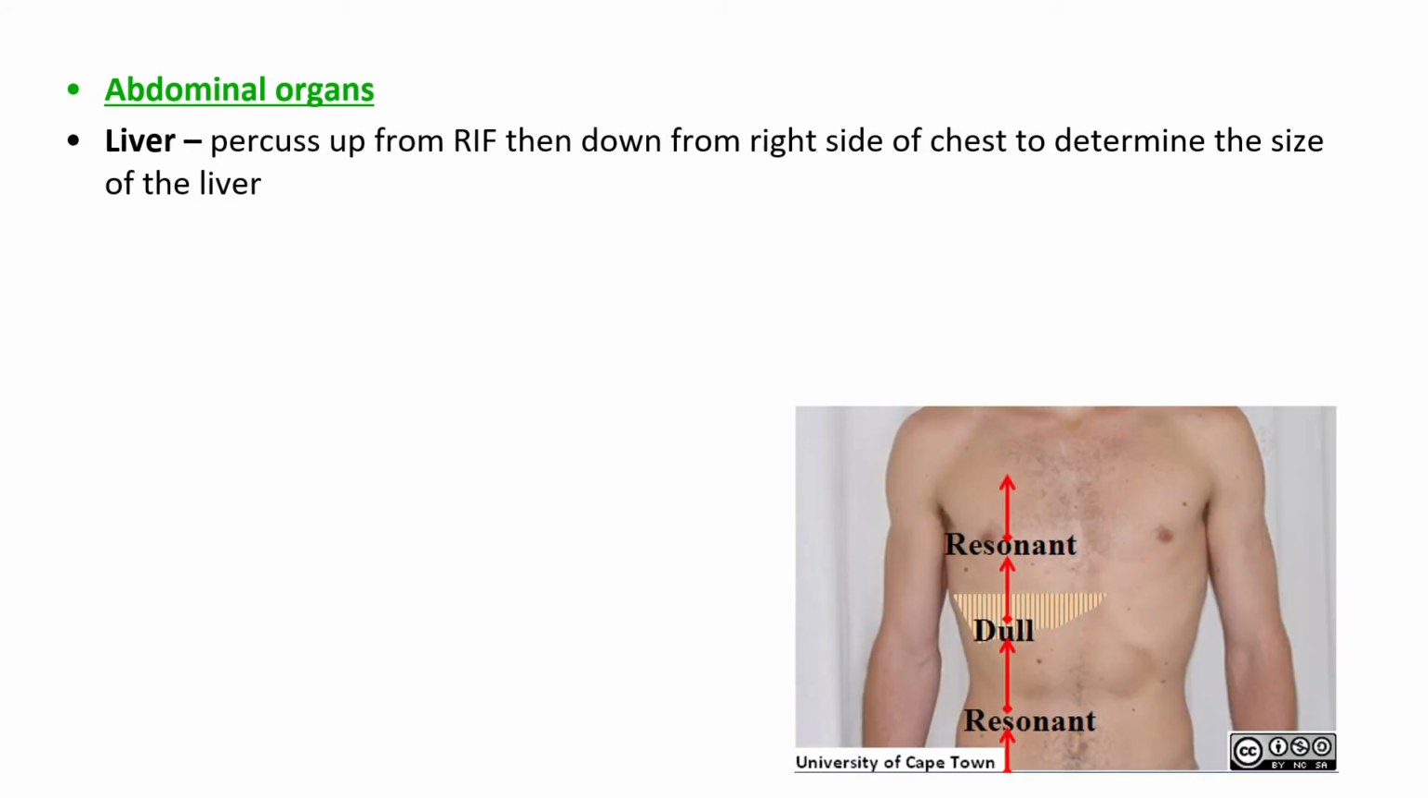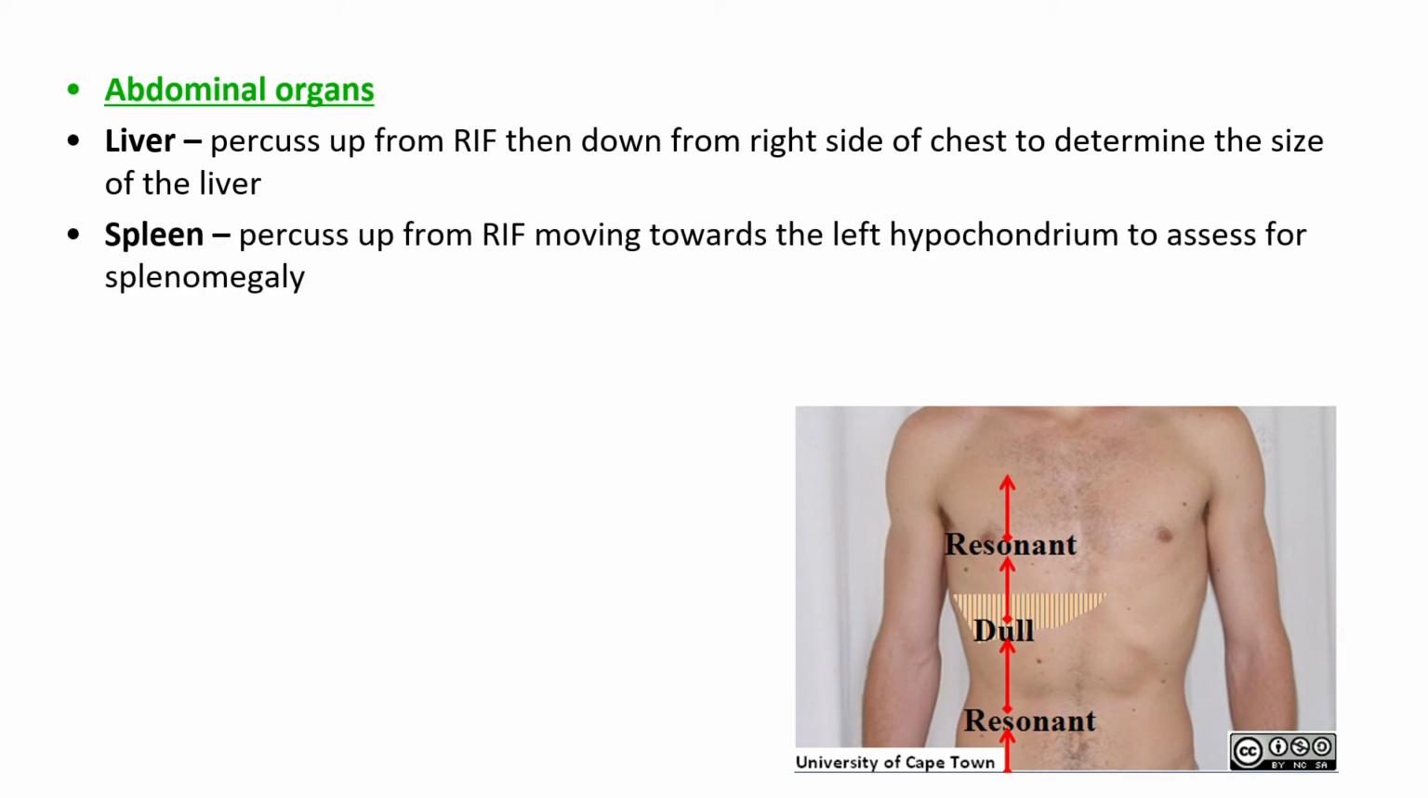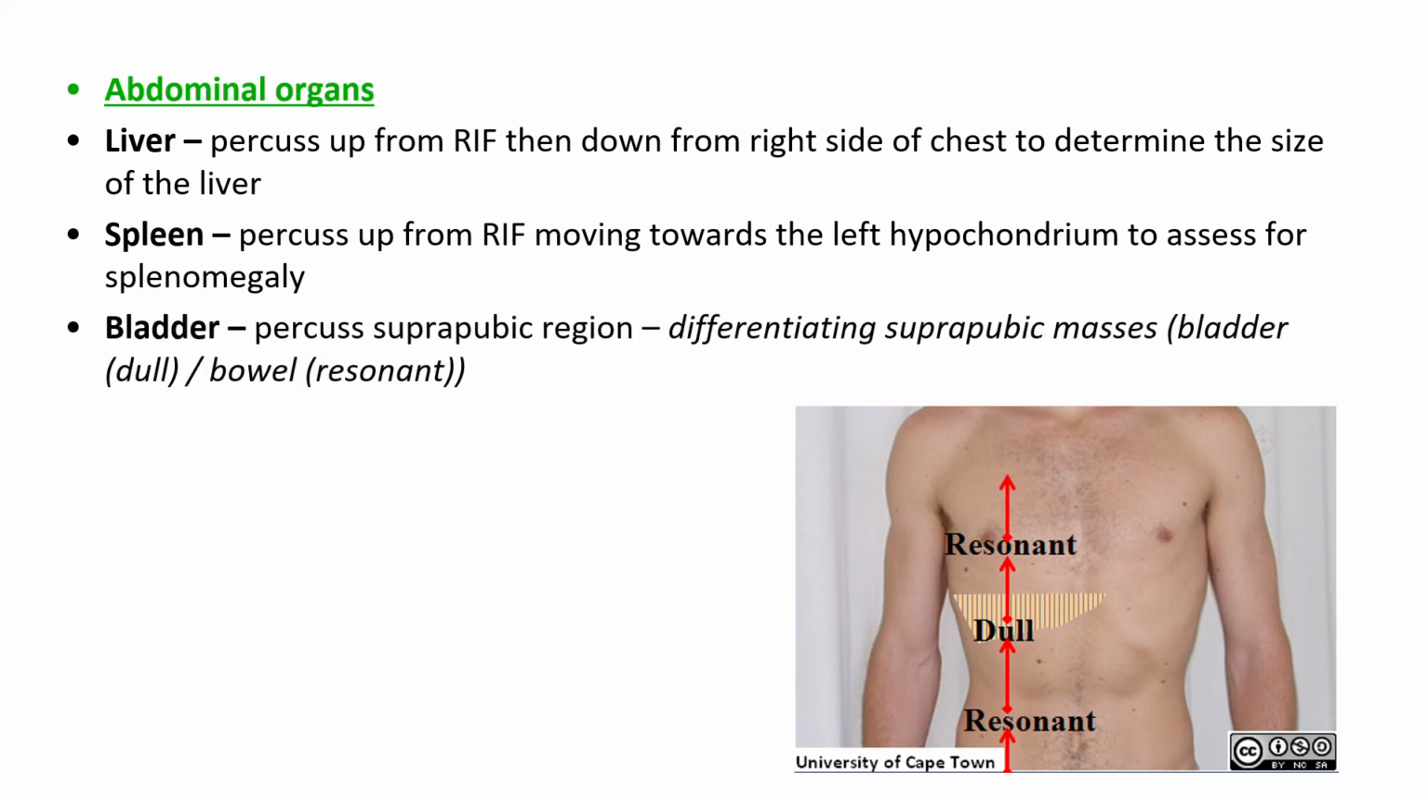When you percuss abdominal organs, try to percuss up from the right iliac fossa, then down from the right side of the chest to determine the size of liver. Along the chest, the sound would be resonant because there is air over there. When you reach the liver, the sound will turn from resonant to dull. Again for spleen, percuss from right iliac fossa moving towards the left hypochondrium, to assess for any splenomegaly. Bladder, you have to percuss the suprapubic region above the pubic symphysis. When you have to differentiate suprapubic masses, bladder is dull while bowel is always resonant. So it's very easy to understand. There should not be much of a difficulty here.